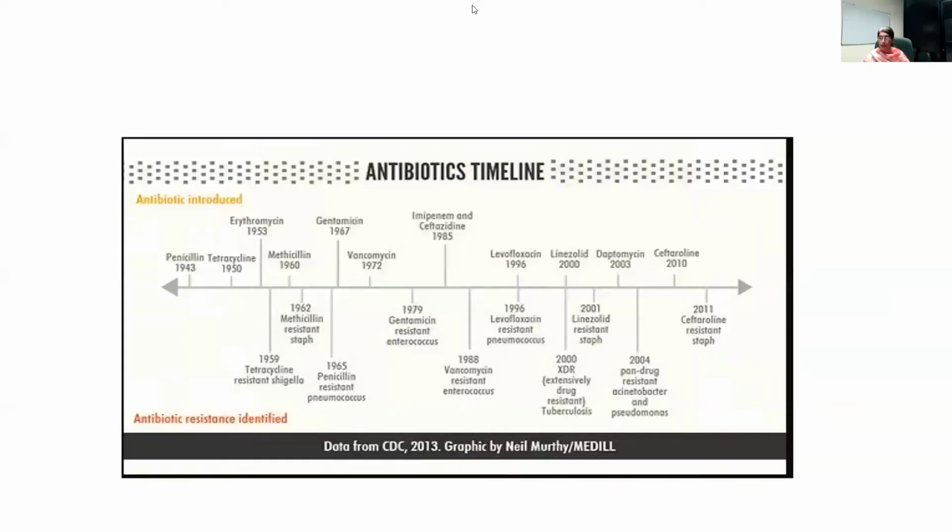This figure shows the antibiotic timeline. The upper part shows the time when the antibiotic is introduced, and the lower part shows the time at which the antibiotic resistance was identified. We can see that penicillin was introduced in 1943, and penicillin-resistant staph was discovered in 1962. Linezolid was introduced in 2000, and very soon, a year later, linezolid-resistant staph appeared. Ceftaroline was introduced in 2010, and only a year later, there was development of ceftaroline-resistant staph.